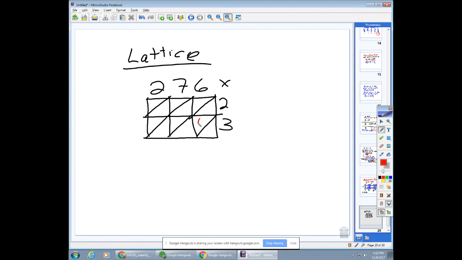So 6 times 3 is 18. 6 times 2 is 12. 7 times 2 is 14. 7 times 3 is 21. 2 times 2 is 4. And 2 times 3 is 6. So the lower part of each diagonal is for the 1s. The upper part is the 10s. And then we just follow the diagonals to get the answer. So coming down here, I have an 8. 2, 3, 4. 6 and 4 is 10. 11, 12, 13. Carry the 1. So there's my 6,348. I like that one.